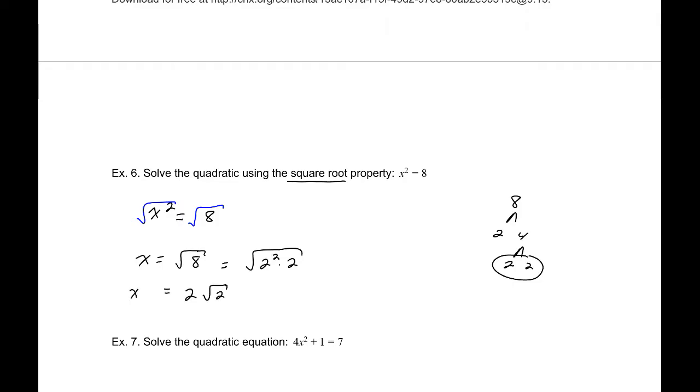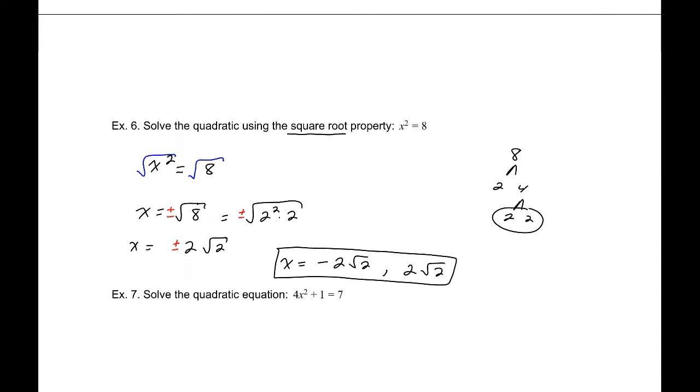Now, something we need to remember is when we take the square root, there are actually 2 solutions. This is going to be a plus or minus 2 root 2. So our solutions are x equals negative 2 root 2 and 2 root 2. If we introduce a square root, we have to consider the 2 solutions that we have there.